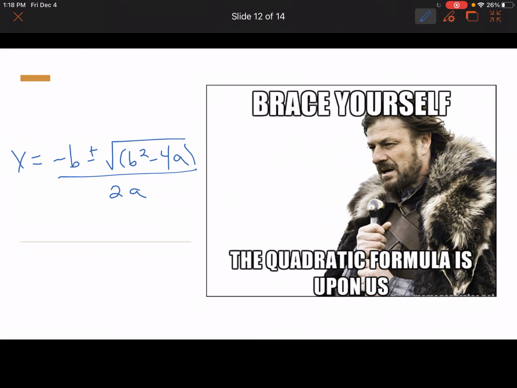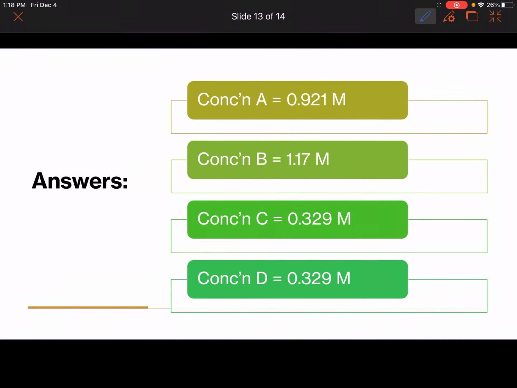Now, one of your answers won't make sense because you've got this plus or minus here, so you're going to get two values for x. One of them will not make sense, so one of them will likely be a negative number, or it just wouldn't work out the math. So you're going to throw that one away, and you're going to use the other one. I'm going to let you do that. Really try to figure this out, and when you're done, these will be your concentrations using the quadratic formula.